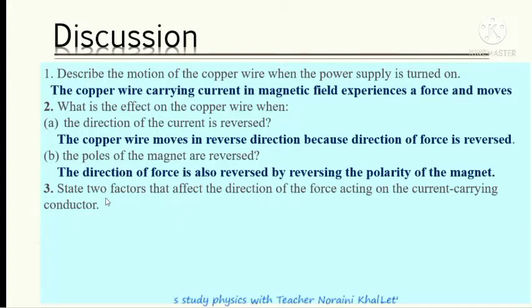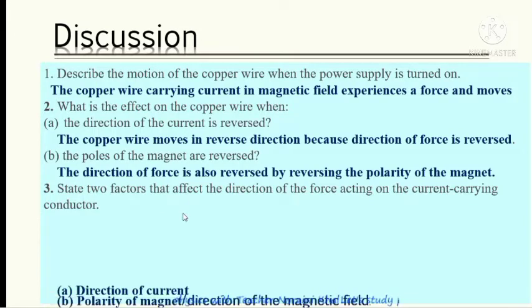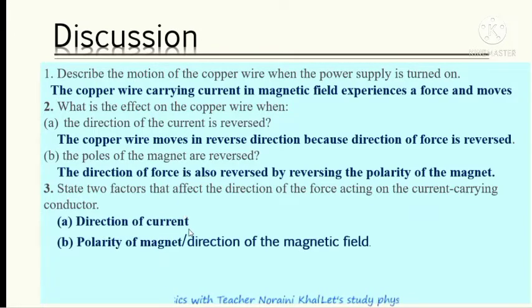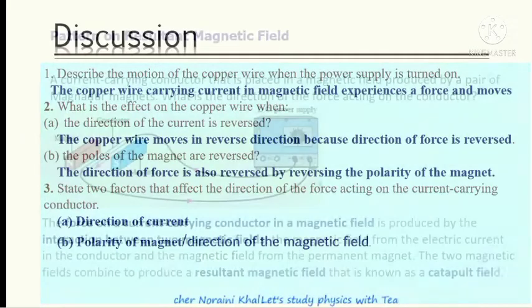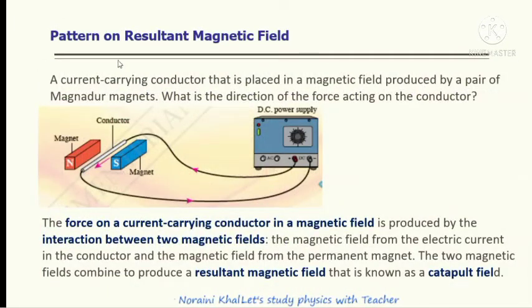So from here we can state two factors that affect direction of force acting on current carrying conductor. The first one is direction of current. The second one is polarity of magnet, or direction of magnetic field. What caused the force to act on the wire? When a current carrying conductor is placed in a magnetic field, you will observe that there is a force acting on the conductor. Can you explain how the force is produced?